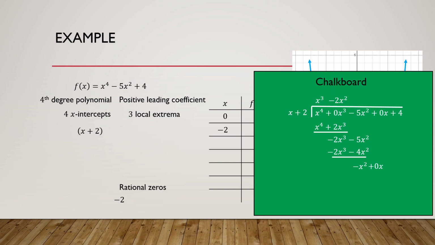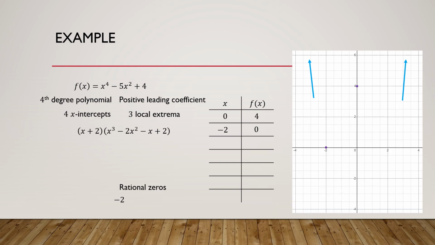Bring down the 0x. Our next term will be negative x, which we multiply times x plus 2 to get negative x squared minus 2x. Subtract again to get 2x, then bring down the 4. We use 2 as our last term. Multiplied times x plus 2 gives us no remainder. We now have x plus 2 times the quantity of x cubed minus 2x squared minus x plus 2.